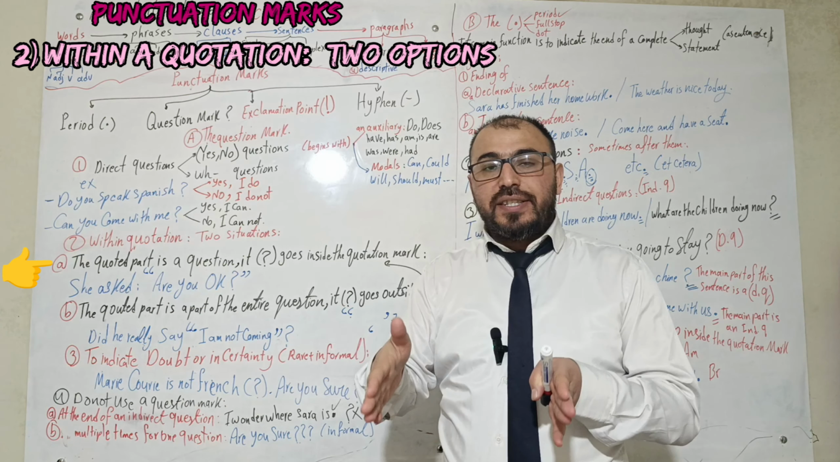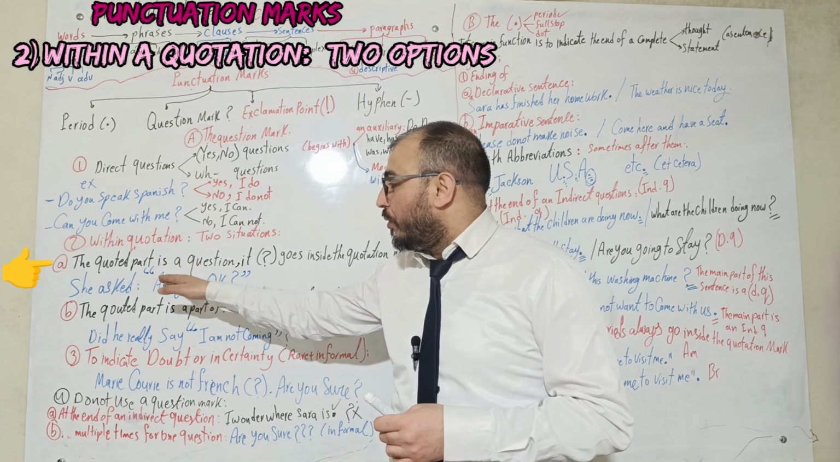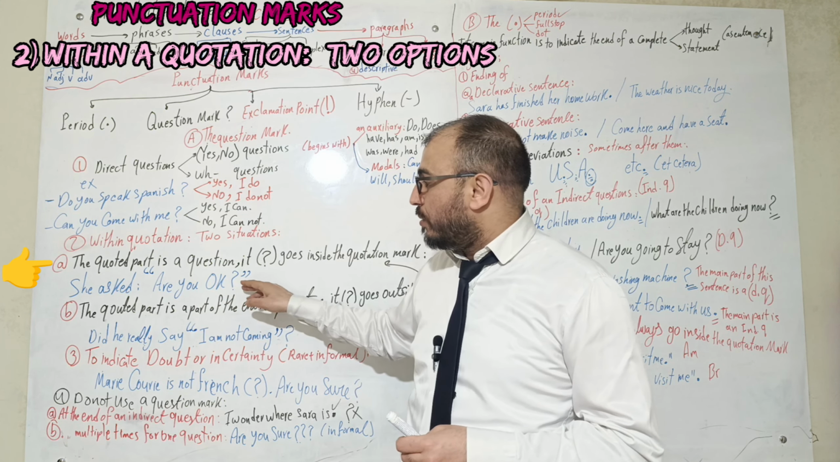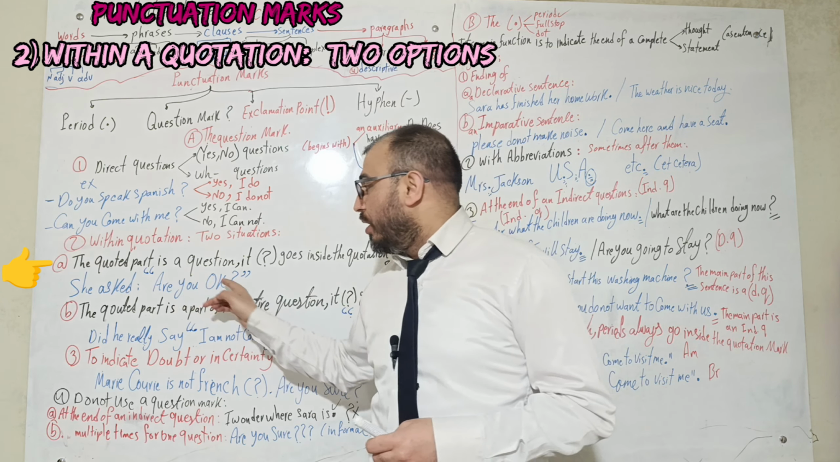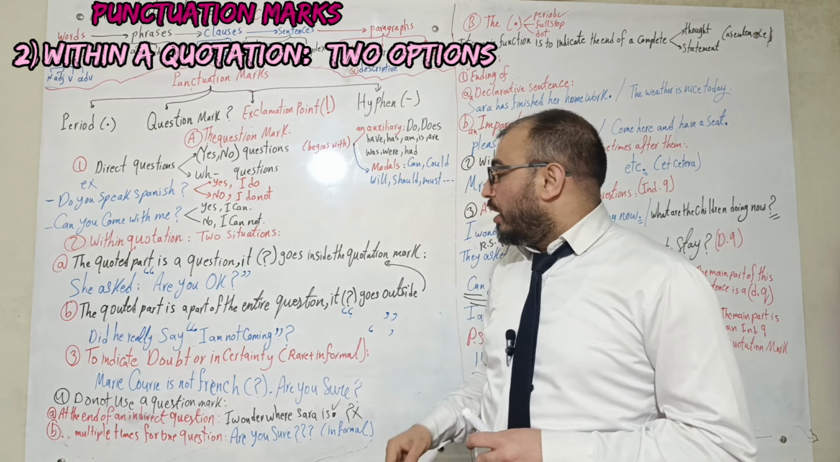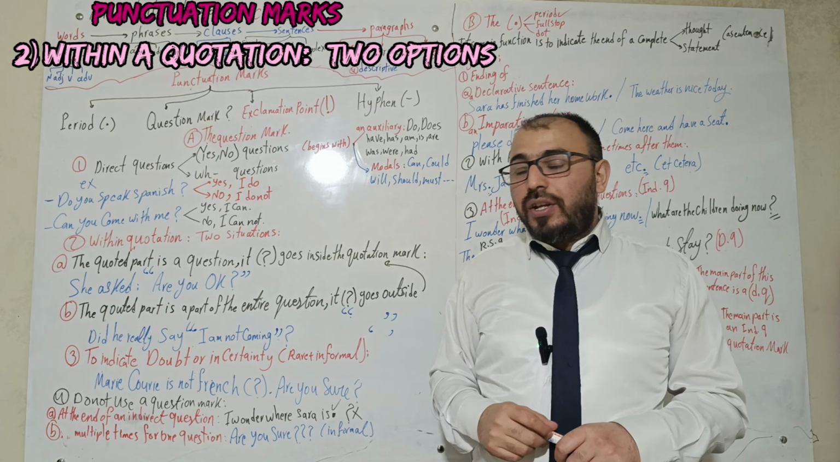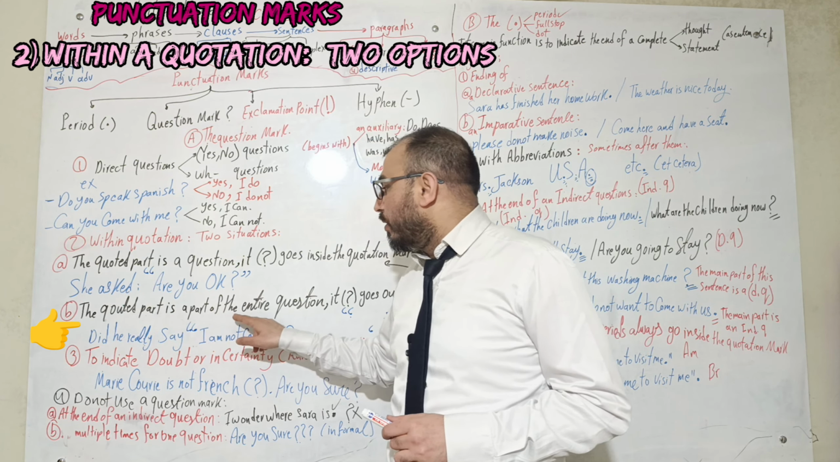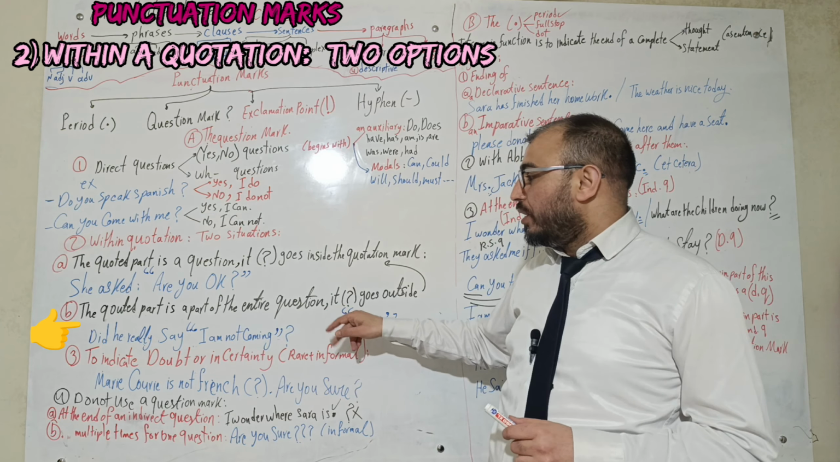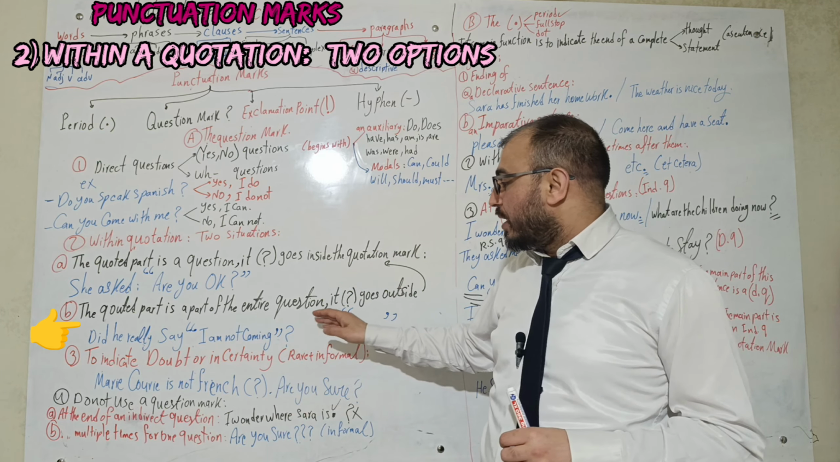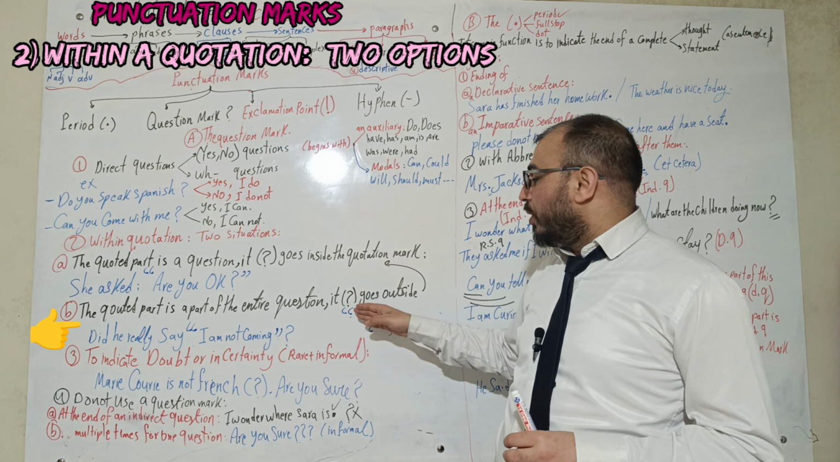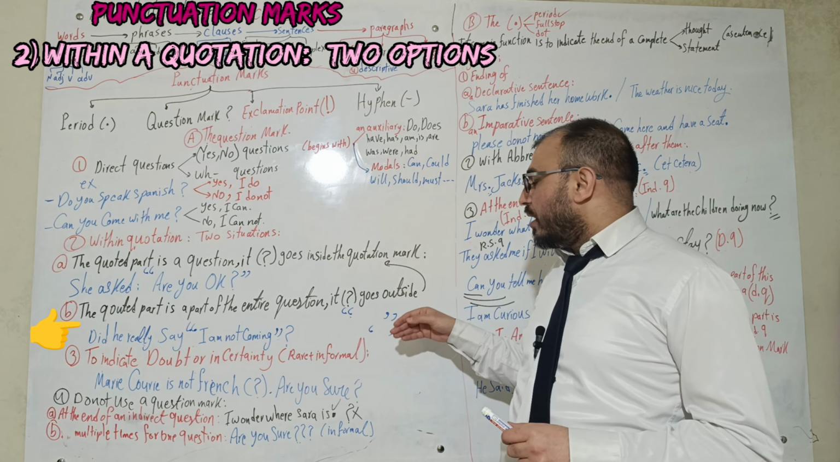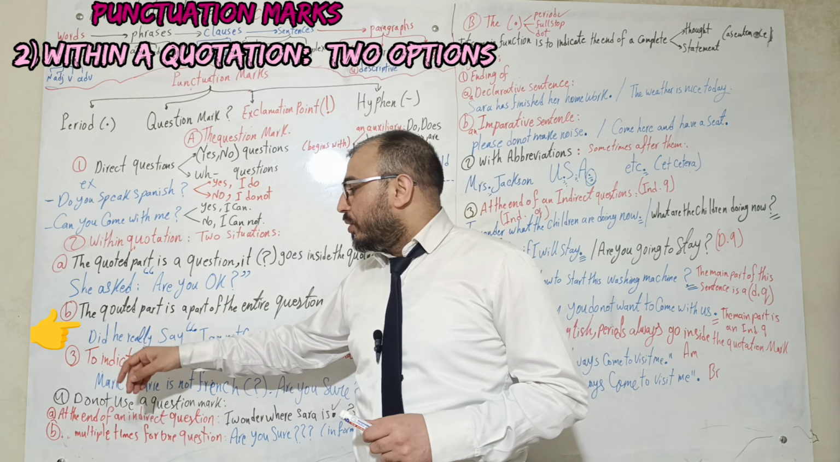And everything she said in the quotation is the question, or a whole question. That's why the question mark goes inside the quotation marks in here. And in the other part, my friend, the quoted part is a part of the entire question. It is not a question by itself. In here, my friend, the question mark goes outside the quotation.